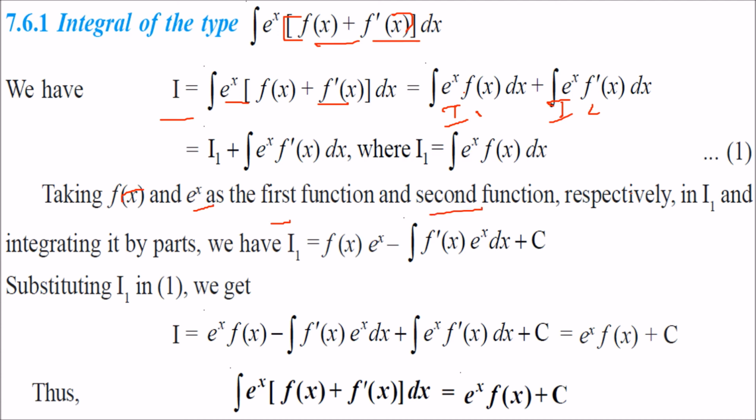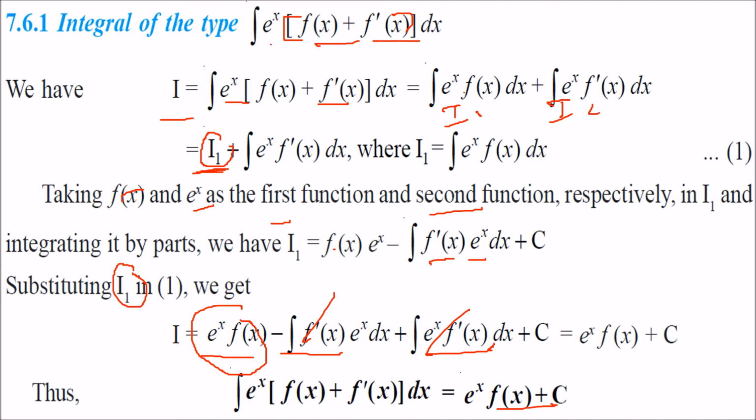So what you get in this I1 will be f x e^x, because the integration of this is the same, then the integral of f dash x e to the power x dx. Now you have to substitute I1 here. What you get? e to the power x f x minus this plus this. You get two values which are of opposite signs, so you can just cancel them. So ultimately the integration becomes e to the power x f x.